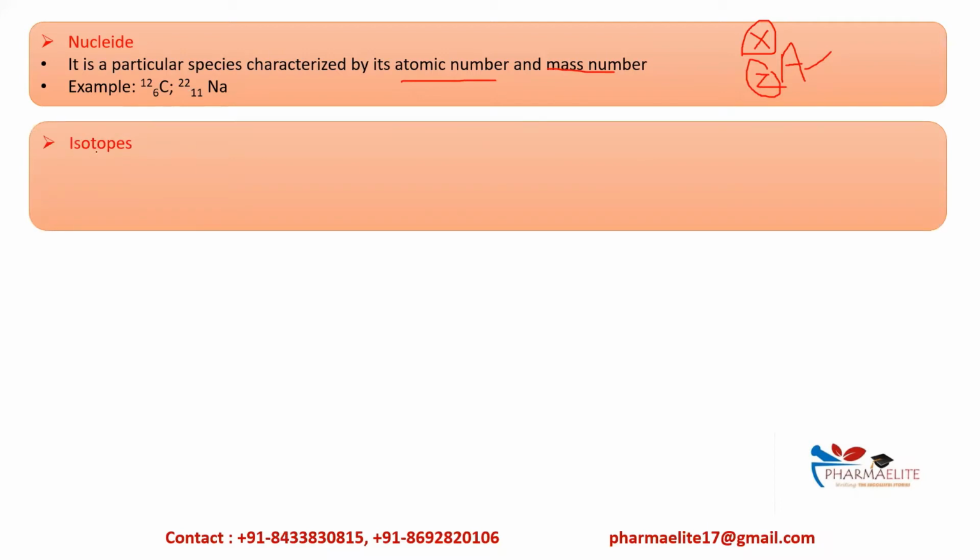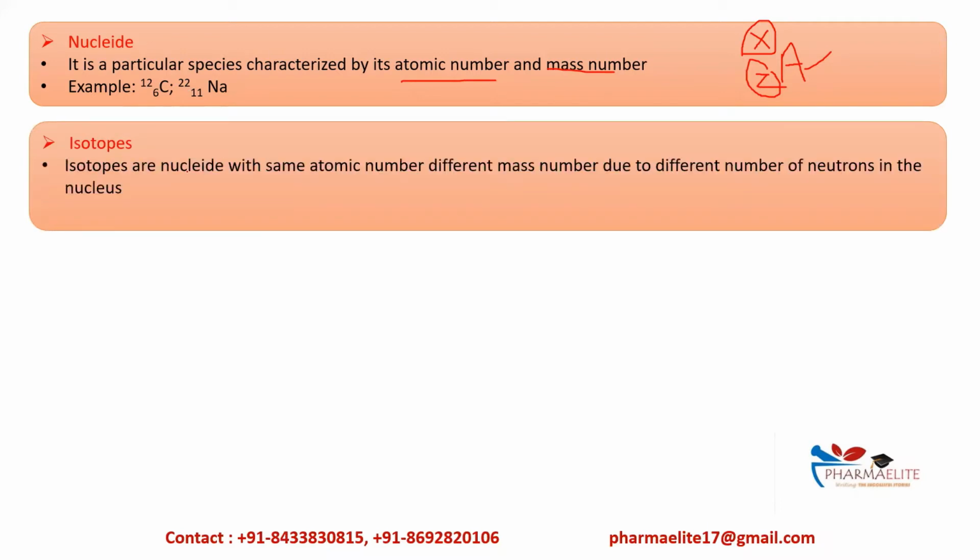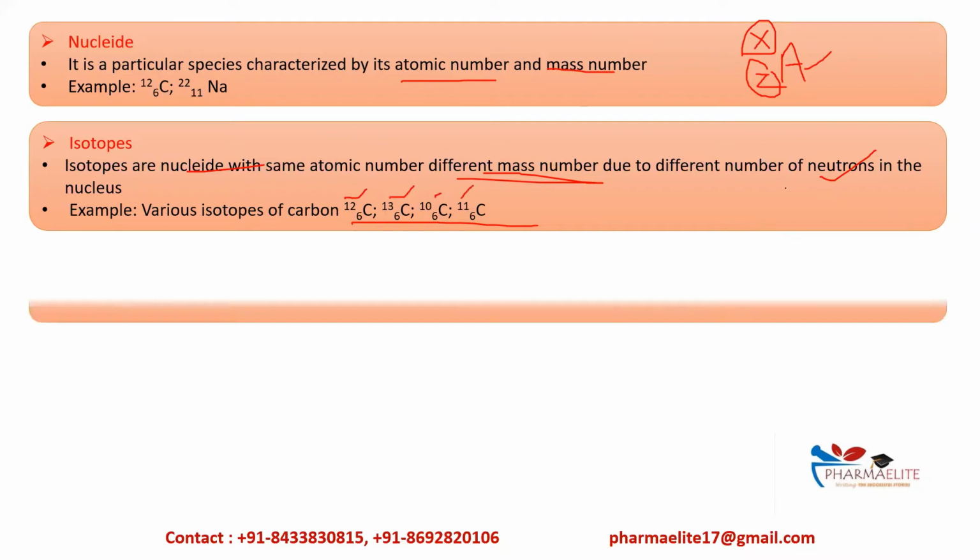Isotopes. So what are isotopes? Isotopes are nuclides with the same atomic number but different mass number due to the different number of neutrons in the nucleus. They have the same atomic number. All are carbons having atomic number 6, but their mass number is differing, and this is because of the variations in the neutrons.